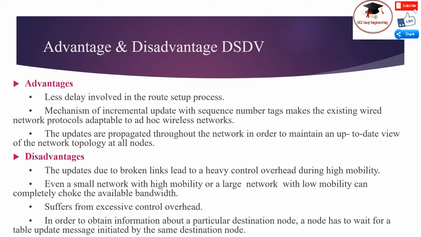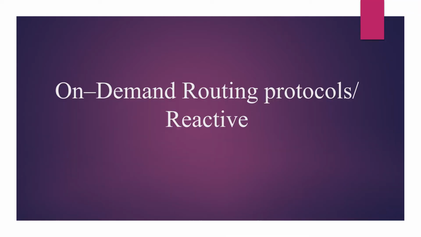The updates due to broken links lead to a heavy control overhead during high mobility. Even a small network with high mobility or a large network with low mobility can completely choke the available bandwidth. It suffers from excessive control overhead. In order to maintain information about a particular node, a node has to wait for a table update message initiated for the same destination node.